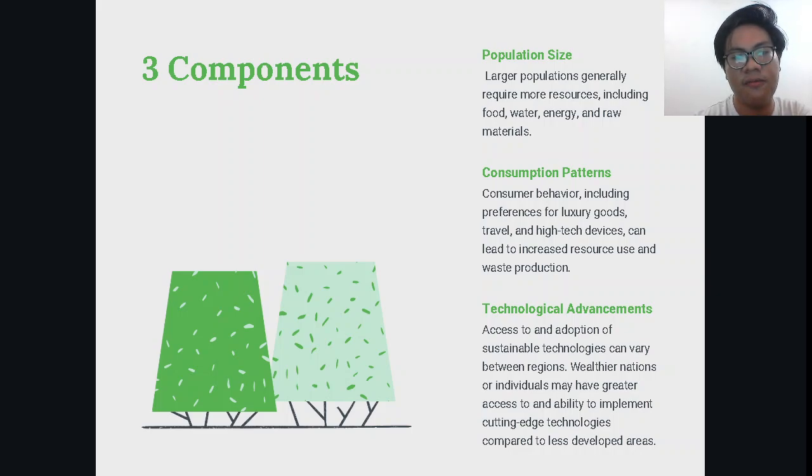And lastly, technological advancements. Even though technological advancements can improve resource efficiency, reducing the ecological footprint, innovations such as energy efficient appliances, renewable energy technologies, and sustainable agricultural practices can help lower the amount of land and resources per unit of output. Access to and adoption of sustainable technologies can vary between countries; wealthier nations or individuals may have greater access to and ability to implement cutting-edge technologies compared to less developed areas.